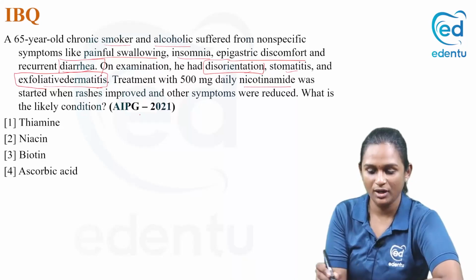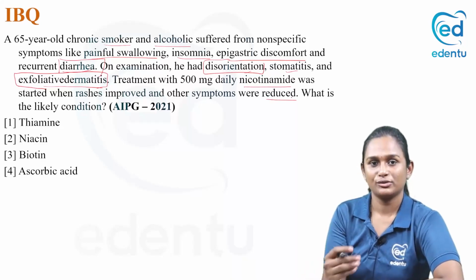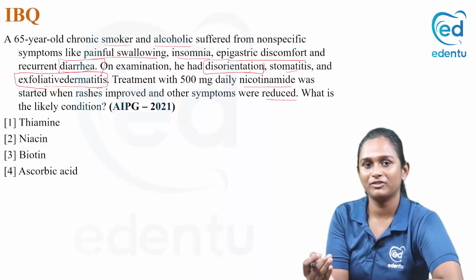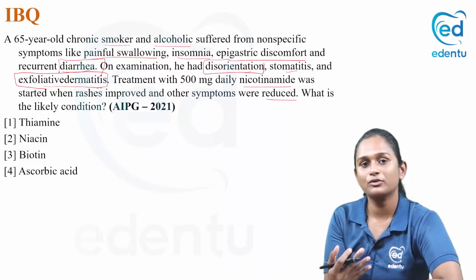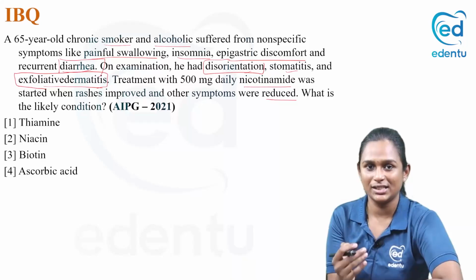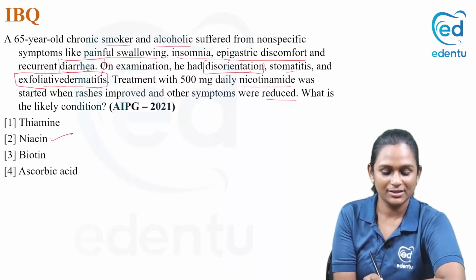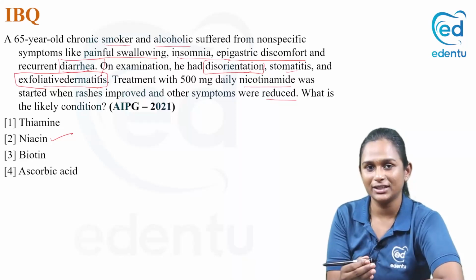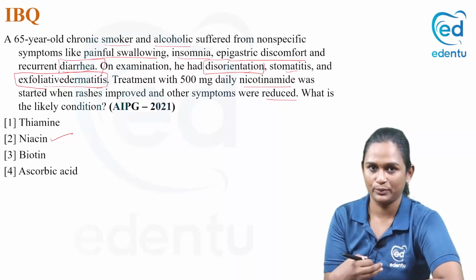The rashes improved and other symptoms reduced. So they have given a clue in this question. If you see here, they have supplemented him with nicotinamide. So what could be the probable diagnosis? It is very easy and very straightforward, right? Yes, it is niacin. The person has suffered from niacin deficiency. On supplementing niacin, the symptoms improved.